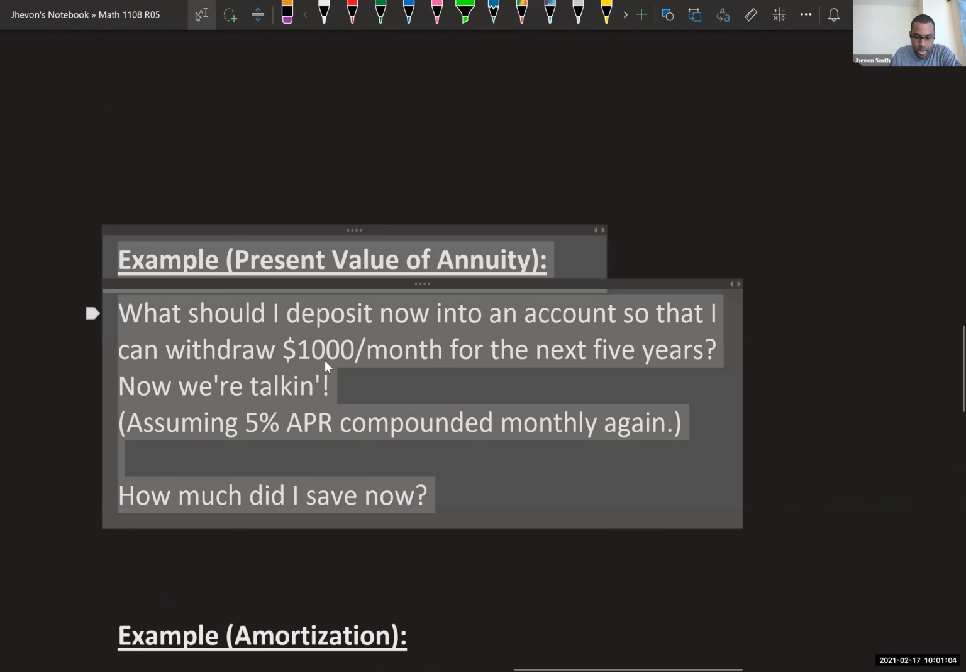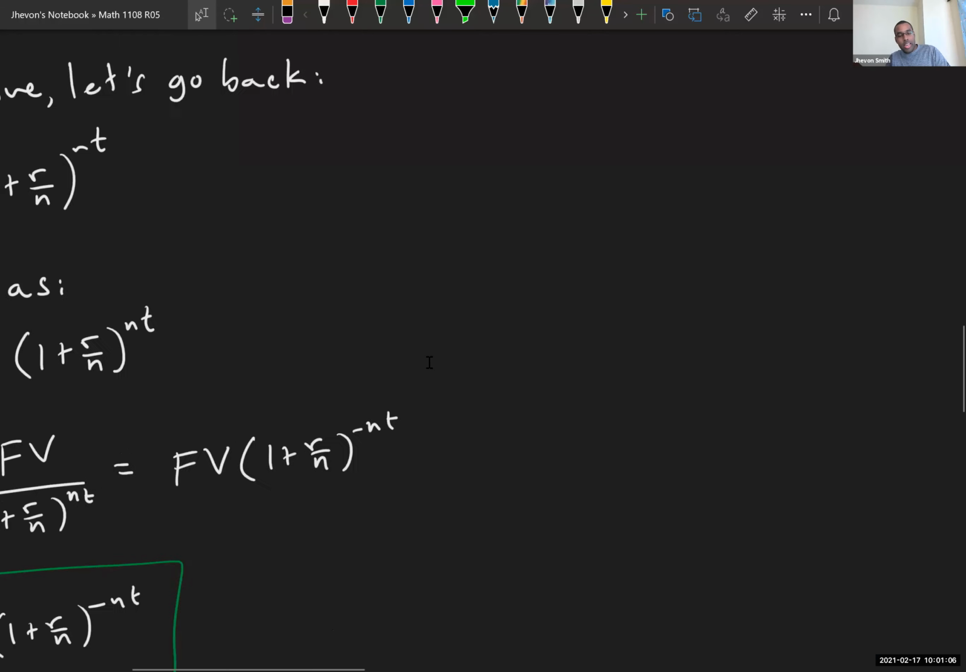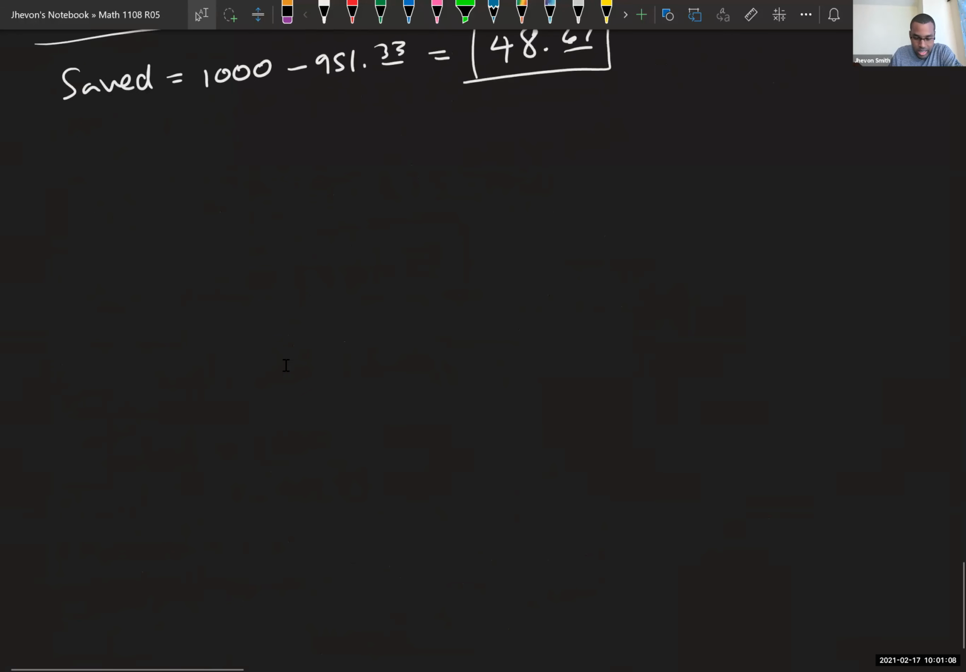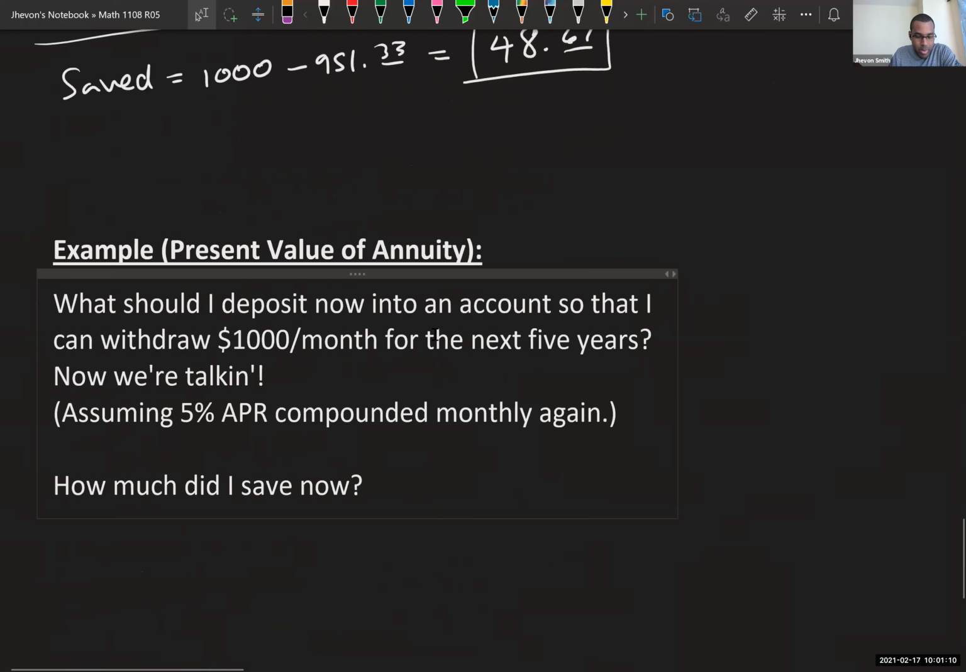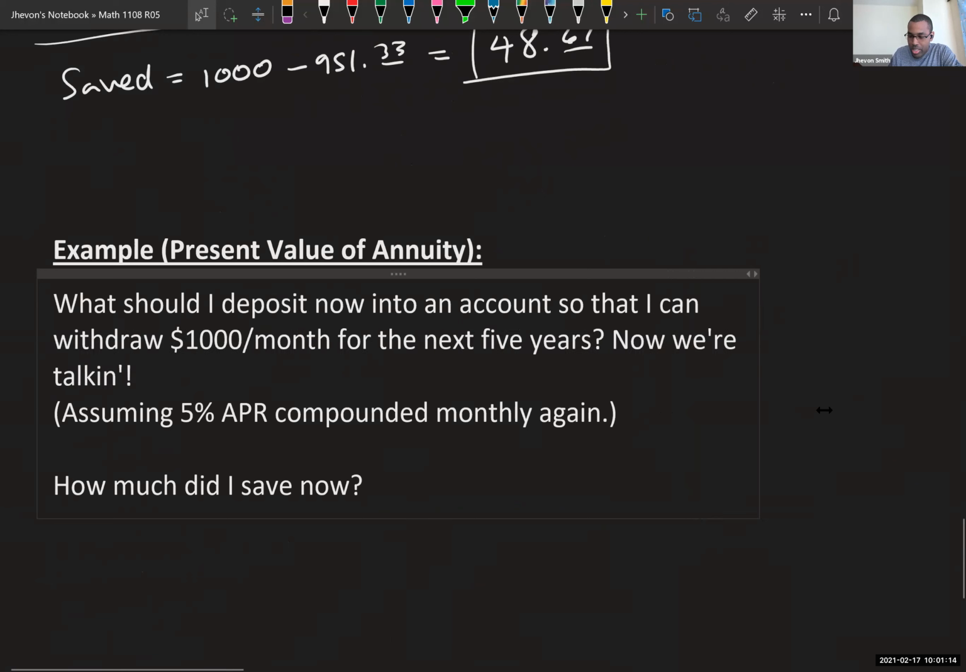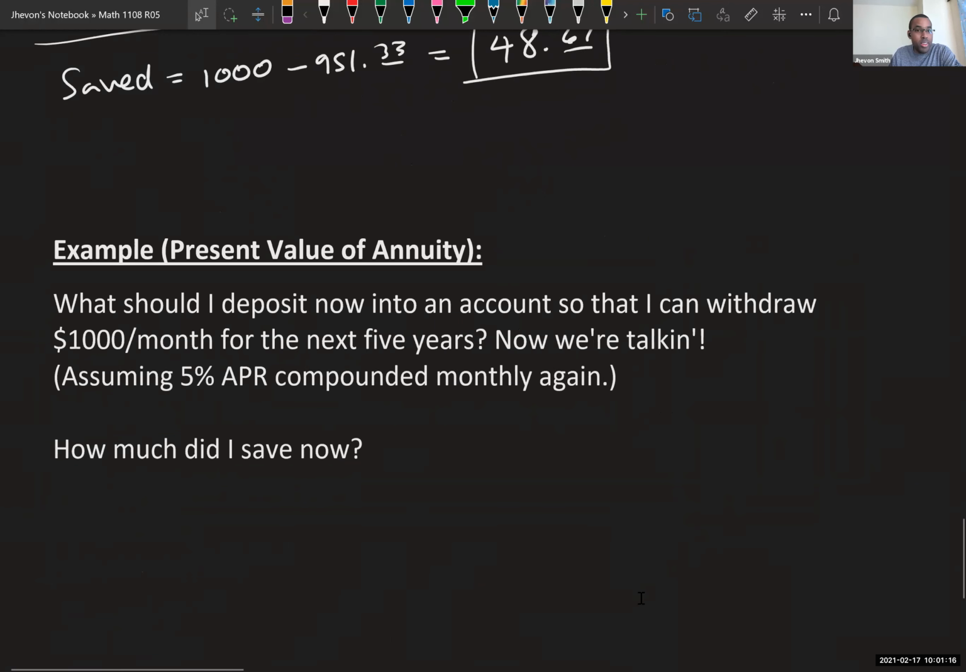So here is a much nicer question. Forget about $1,000 one time. What money do I need now so that I can get $1,000 payouts every month for the next 5 years? Now we're talking, right? So how much money would I need in that account, gaining 5% compounded monthly, so that I'm not just going to have $1,000, but I can withdraw $1,000 every month for the next 5 years?